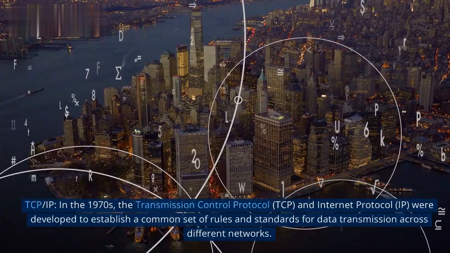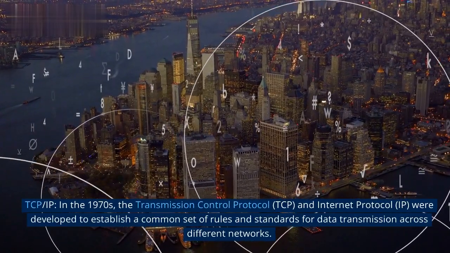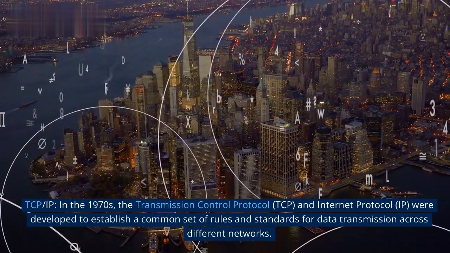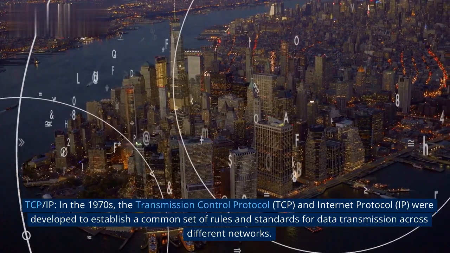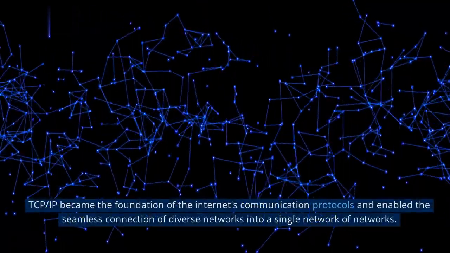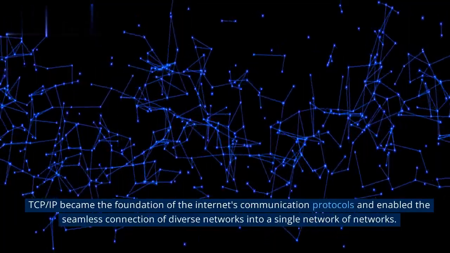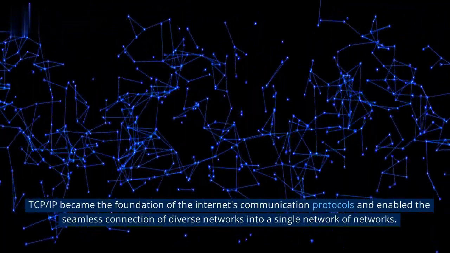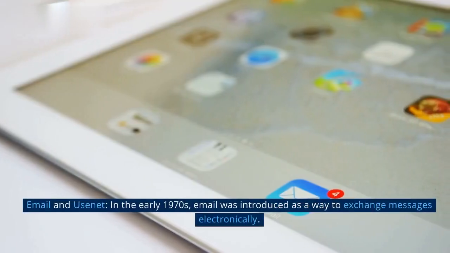2. TCP/IP. In the 1970s, the Transmission Control Protocol, TCP, and Internet Protocol, IP, were developed to establish a common set of rules and standards for data transmission across different networks. TCP/IP became the foundation of the Internet's communication protocols and enabled the seamless connection of diverse networks into a single network of networks.